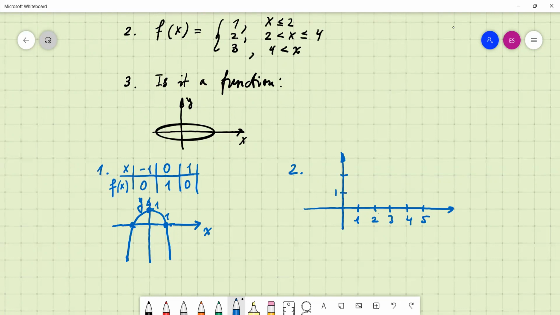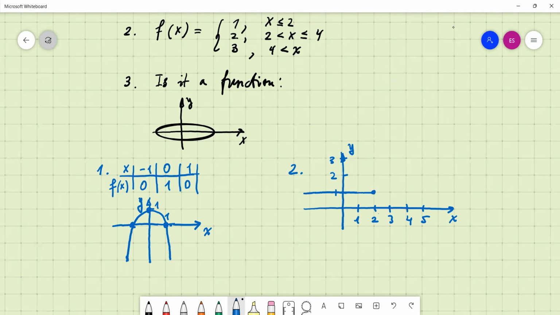And 1, 2, and 3 over here, and there is y. Okay, so from negative infinity to 2, the function is going to be equal to 1. So it's a constant line equal to 1. And I'm going to make a dot over here because at 2 exactly it equals 1.